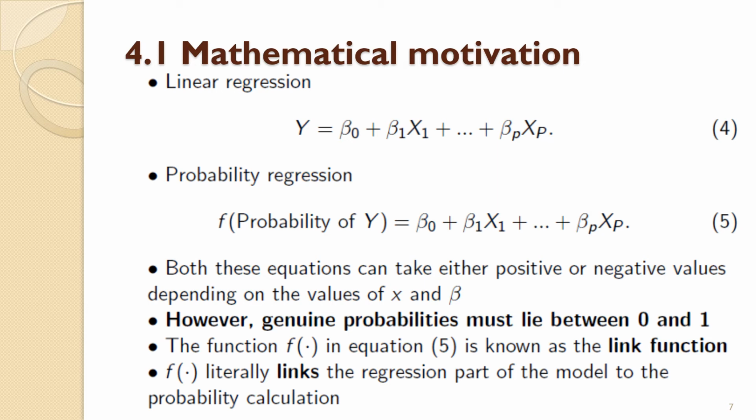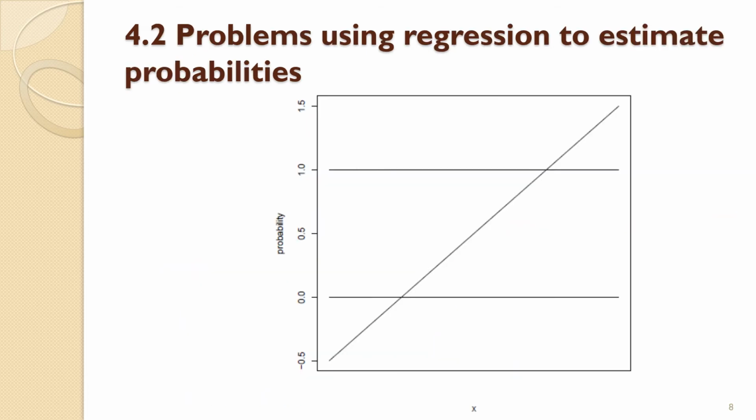Now this might sound really difficult, but it's actually quite easy to illustrate this with the figure on the next slide. So what happens is if you have a straight line, you need to sort of squash this in somehow so that any probability estimates you obtain lie between 0 and 1. And that is all this link function in equation 5 is doing.